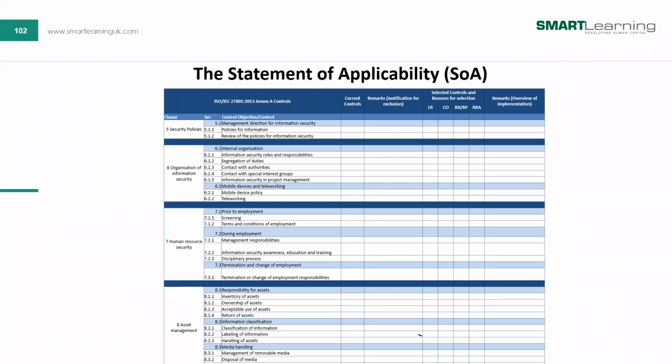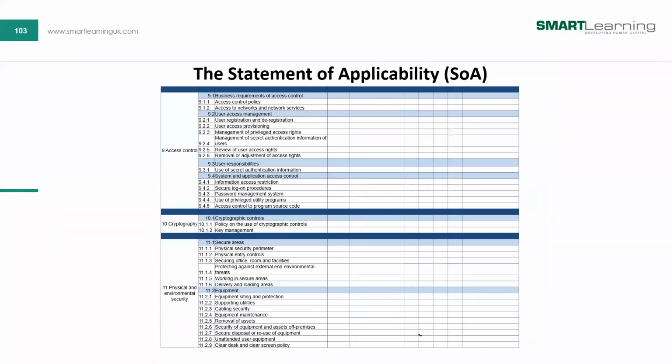And then a remark on the status of implementation, whether it's open, whether it's partially implemented, or whether it is totally implemented. Because by doing all of this, it satisfies the exact requirement in the standard of what the SOA should look like in 6.1.3 d of the standard. Okay, so that's what you do for all 114. You see it continues. You do that for cryptography, access control, physical and environmental.